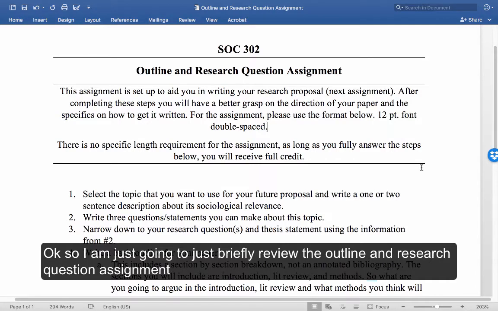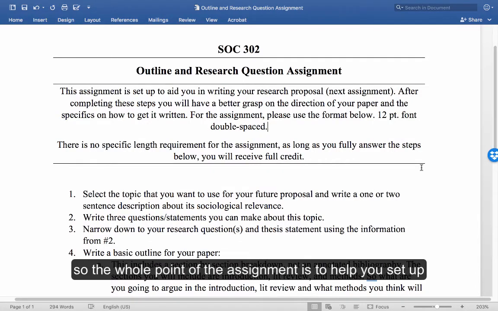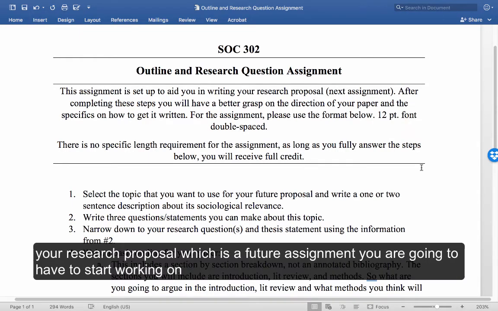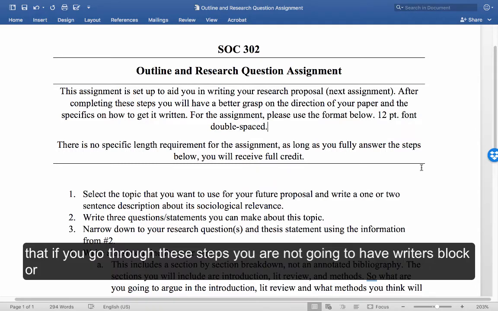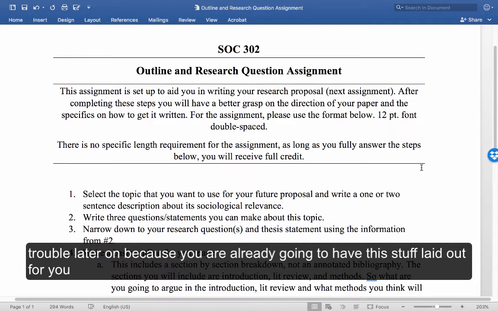Okay, so I'm just going to briefly review the outline and research question assignment. The whole point of the assignment is to help you set up your research proposal, which is a future assignment you're going to have to start working on soon, right? So the idea is that if you go through these steps, you're not going to have writer's block or trouble later on because you're already going to have this stuff laid out for you, right?